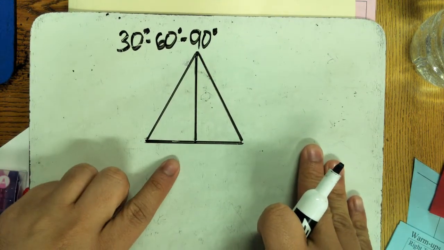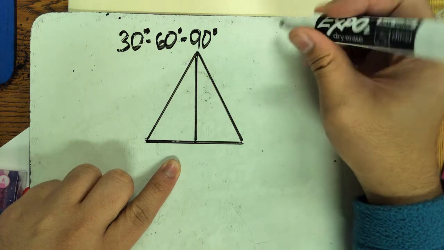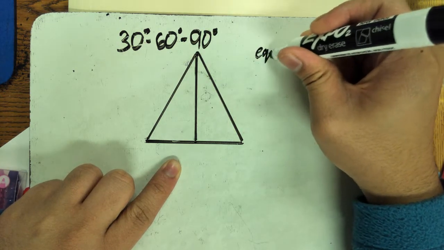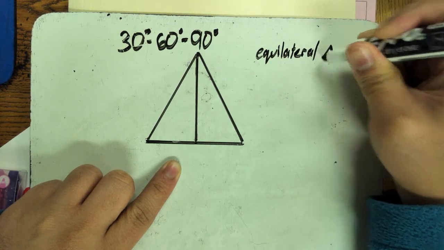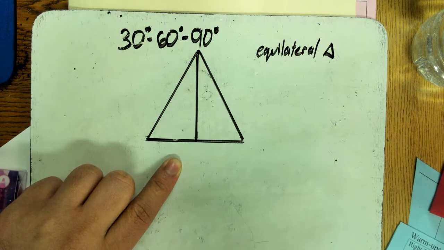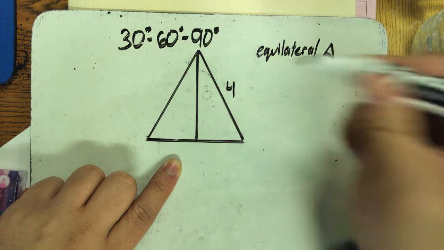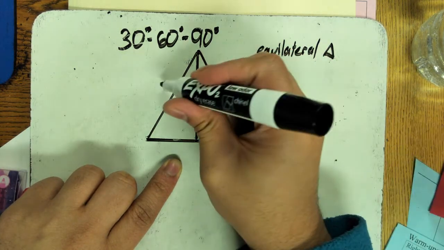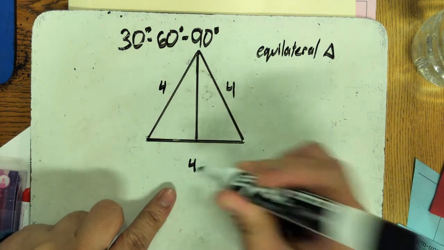I have over here an equilateral triangle. In an equilateral triangle, this means all three sides are congruent. So I'm going to randomly make up a number here. Let's say this side length is 4. That means this side length is 4. That means this bottom side length is 4.